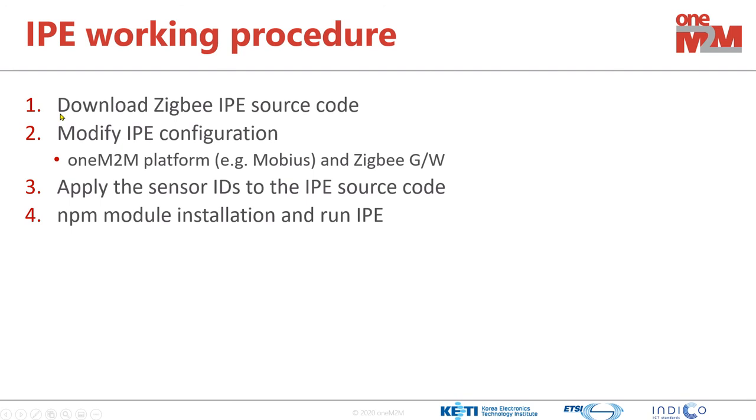And actually the setup. Download the source code from GitHub, and for your own setting, you should change some configuration. Just like the LoRa IPE, we have our own devices, and you should reflect the Zigbee sensor IDs, which are given by Deacon, and put them into the source code, and then run it.